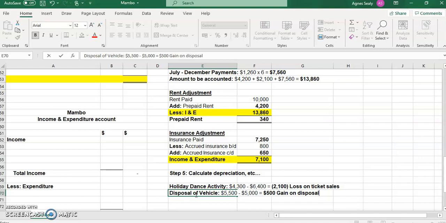So at this time, we're going to pause here and we are going to come back in our next video. And what we're going to do is calculate the depreciation for our motor vehicles and our bar equipment. And then we're going to start looking at our bar trading profit and loss account.